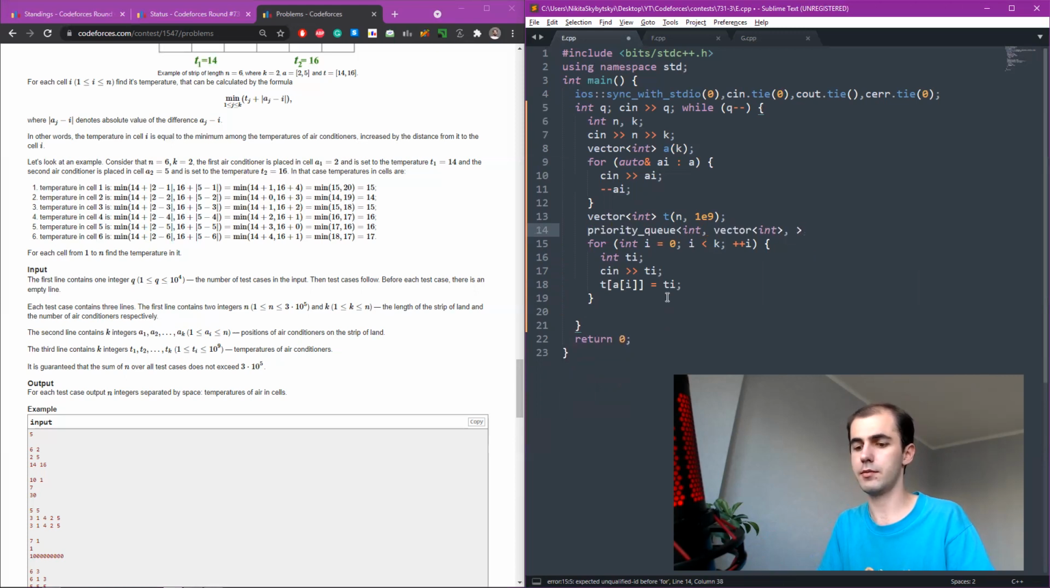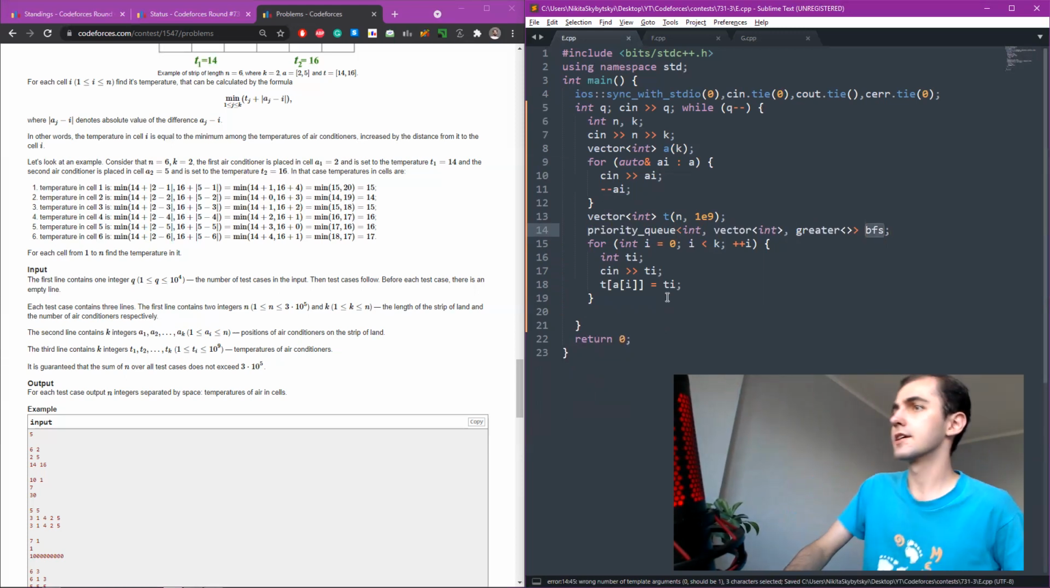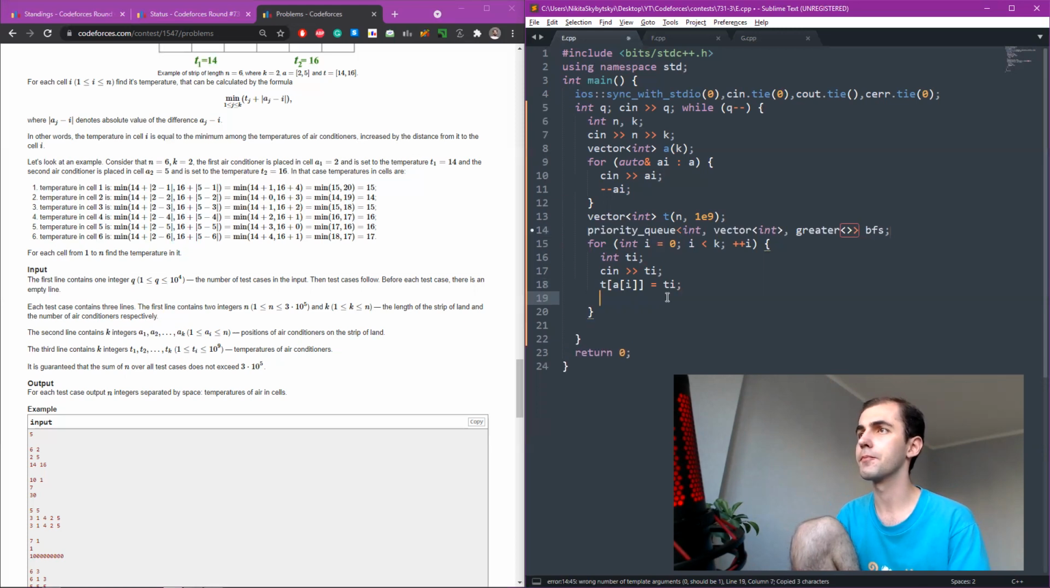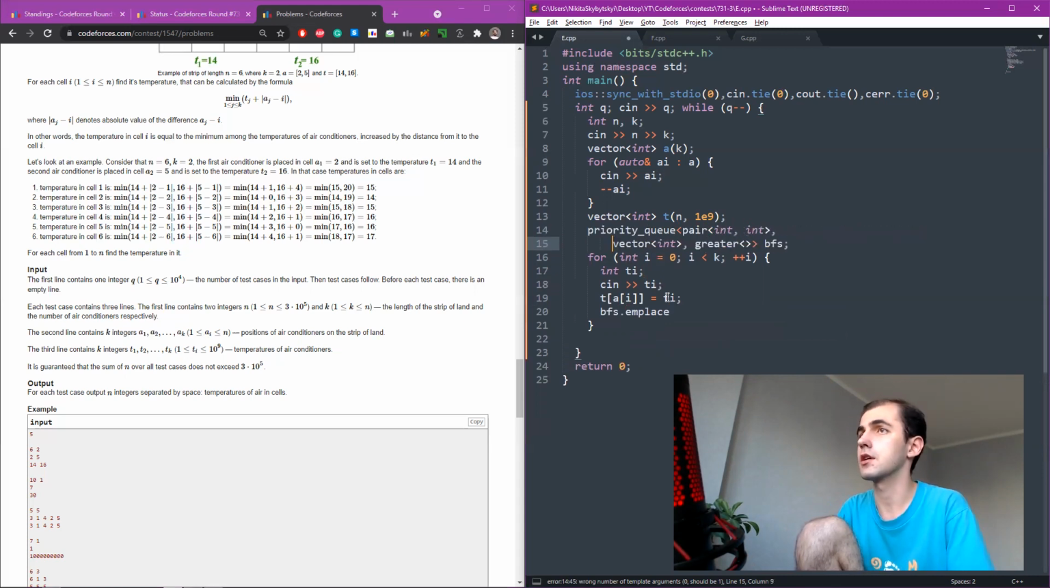Let's just not think about it and write the extra. Greater, right? Greater. And call it BFS for hackers to wonder, he used BFS, we will hack them. But that's the extra. In place. As usual, I'm stupid. Of course it's pair, always has been pair.